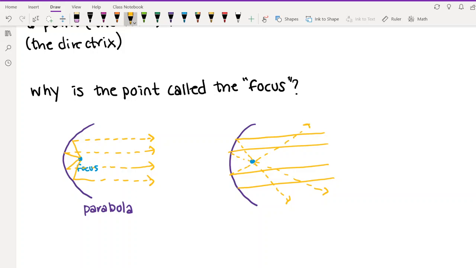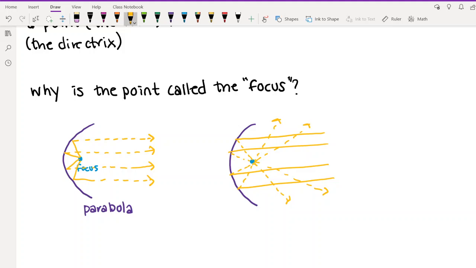And so this really gets into why it's called the focus, because all of this light is coming back to this point. It's all being focused on the focus. I drew these arrows to keep going, but all of this light is collecting at this point that's called the focus. That's what we'll see a couple of videos showcasing.